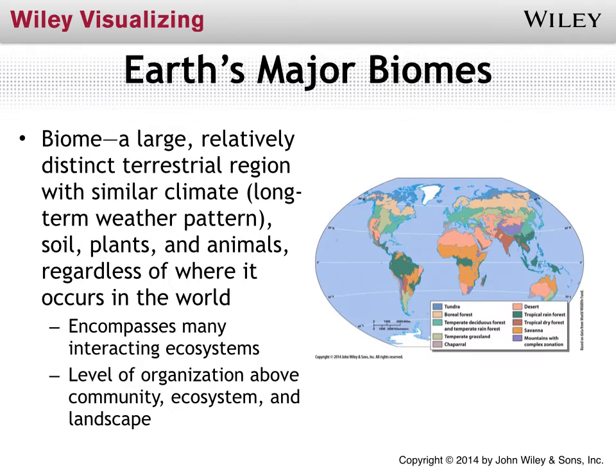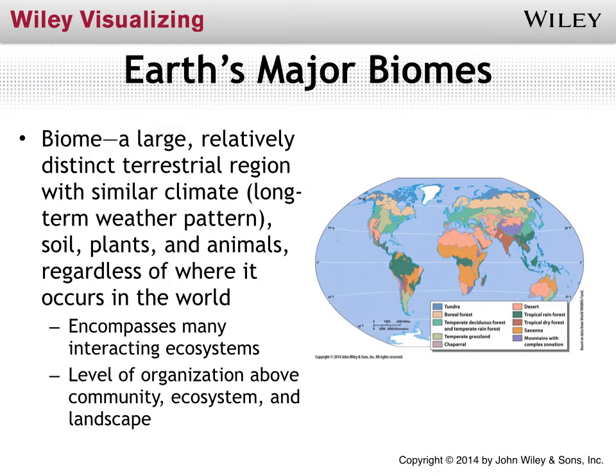Alright, so for this next large section of the book, we'll be going through and talking about each of the major biomes on the Earth. The biomes we're looking at are large, relatively distinct terrestrial regions. There are aquatic biomes as well, but we'll be focusing on the terrestrial biomes. Basically, these are areas that are similar with respect to their climate, which again is the long-term weather patterns as opposed to the weather, which is daily changes.